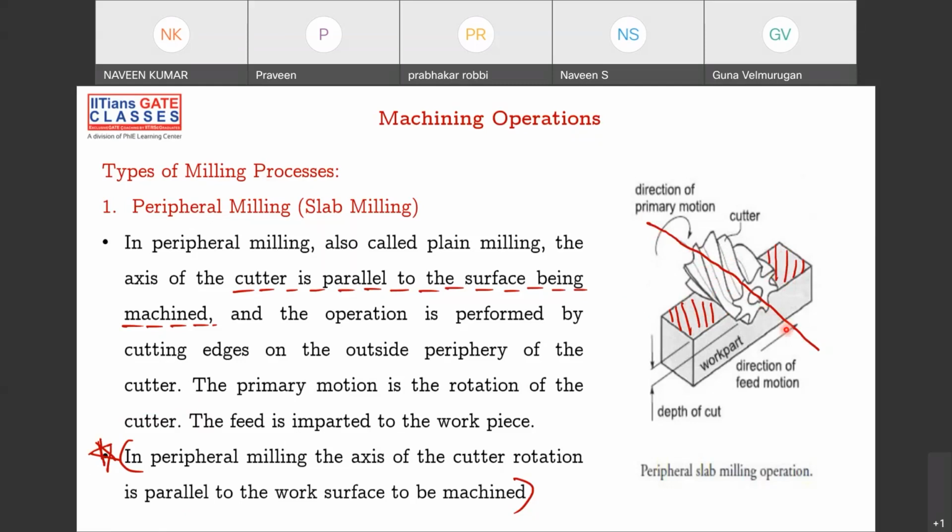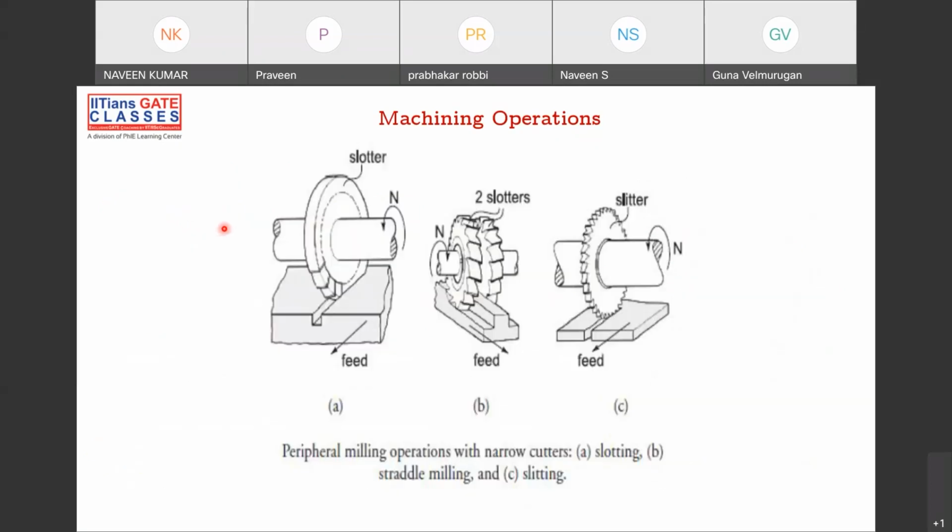Please remember, if this axis of the cutter is parallel to the surface generated on the workpiece, then it is called slab milling. This line and this surface are parallel to each other, am I right? Yes. If these two are parallel, then it is called slab milling, also known as peripheral milling. Very important.